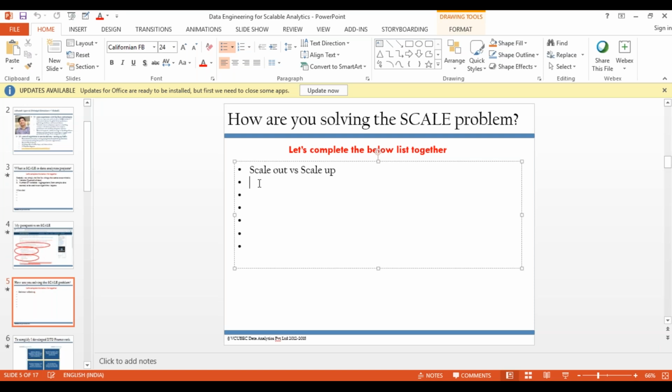Right. Yeah, the first one that I've already mentioned is scale out versus scale up. Traditional data warehouses used to use more specialized hardware. Today, you work on horizontally scalable hardware and architectures. What else?